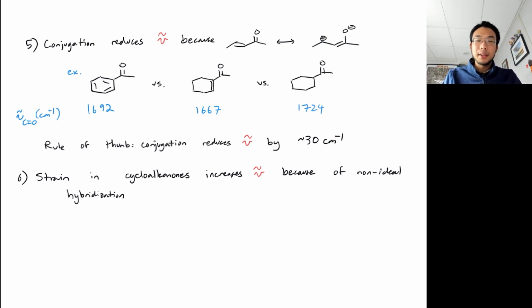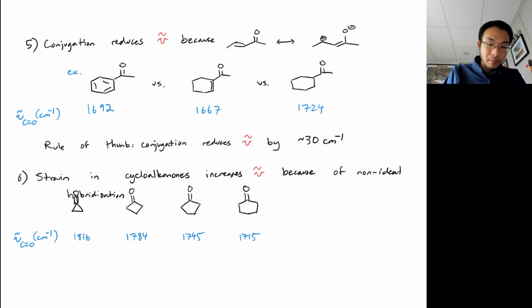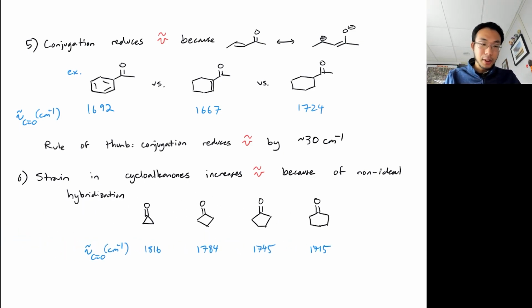Another thing that shows up is that if you're dealing with different ring sizes, strain can change the frequency at which a functional group stretches. That's because you are forced to enter into non-ideal hybridization states to accommodate all that strain. The example that everyone looks at is when you have a ketone that's part of a cycloalkane. These are called cycloalkanones because it's an alkane with a ketone in it. Of course, the smaller the ring, so a 3-membered ring here, the more strained it is. 6-membered rings tend to be the least strained of them all.